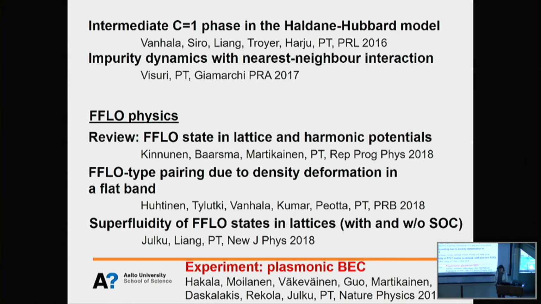These are the other works. Tillmann actually advertised the first one already, thank you. And then we have some other stuff. We have done a lot of work on FFLO, including a review, so if anybody is interested. And we have finally shown that the superfluid density is non-zero there. And then I also have experimental activity in the group. We have observed a new type of BEC.